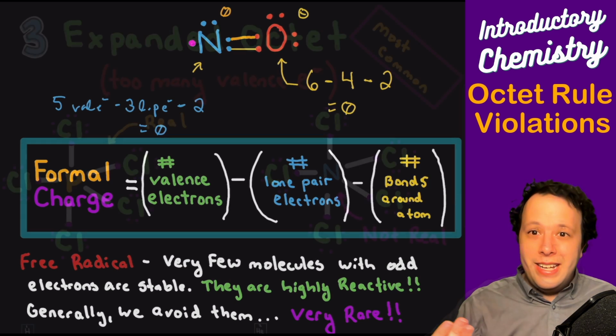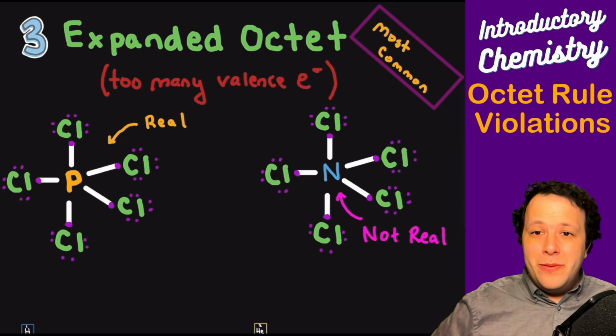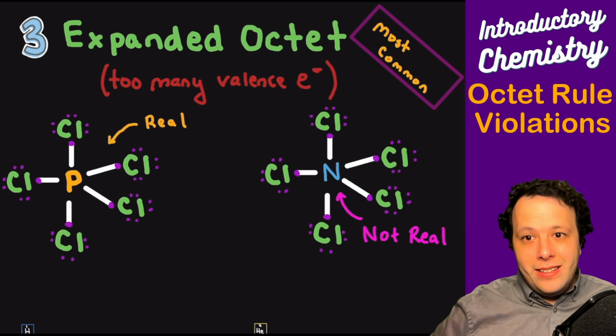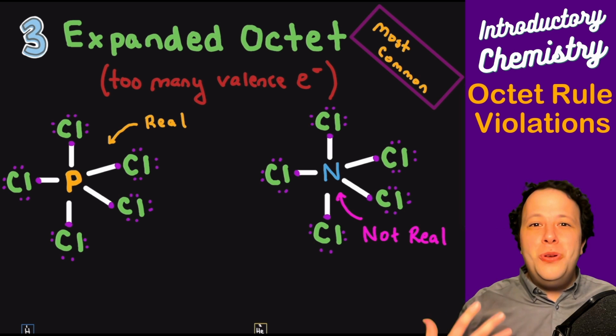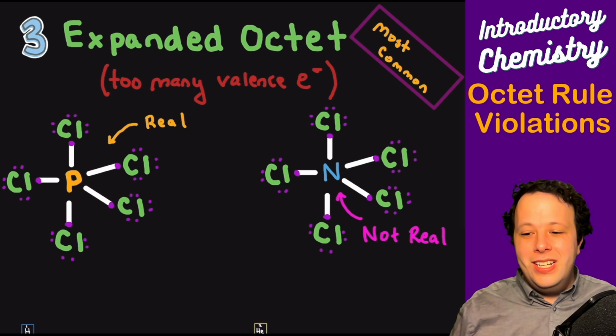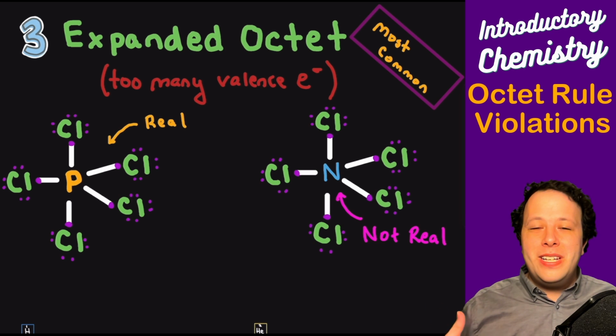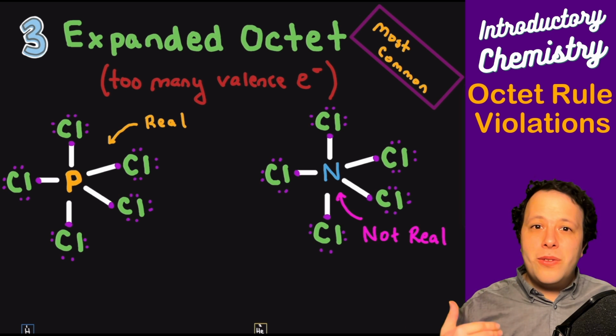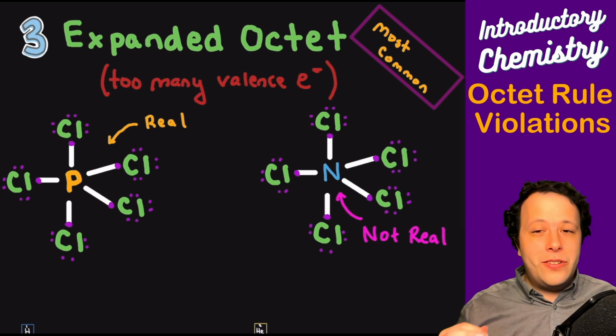Let's take a look at the last one. The last type of octet rule violation that you will see is when there's an expanded octet, meaning that there are too many valence electrons. What I'm showing you here is the most common form that you will see in a general chemistry course, and it has to do with exactly where these elements are on the periodic table. So let's talk about why.